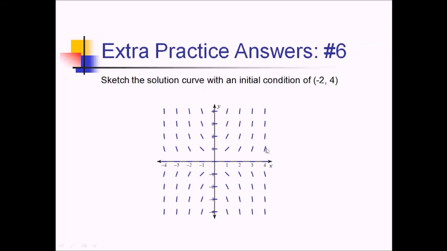For this problem, we want the solution curve for this slope field with an initial condition of -2, 4. Let me find -2, 4 on here. So here's -2, here's 4. So I'm going to start here and follow my tangent lines. So this one appears to go down to here, and it looks like we're going to have to kind of curve back around and go back up. So something like this.